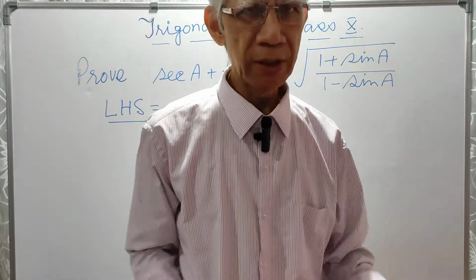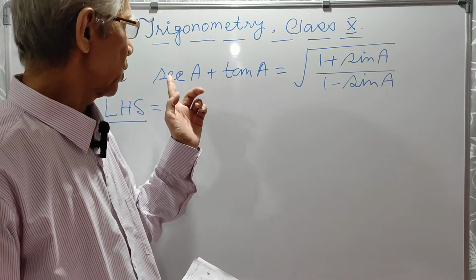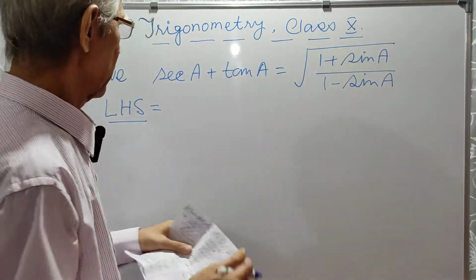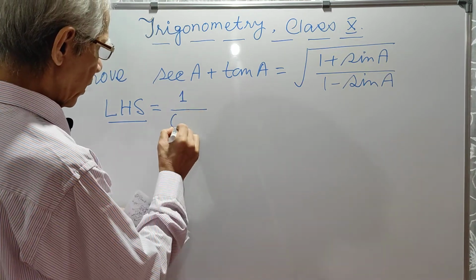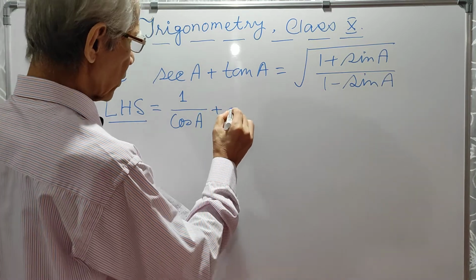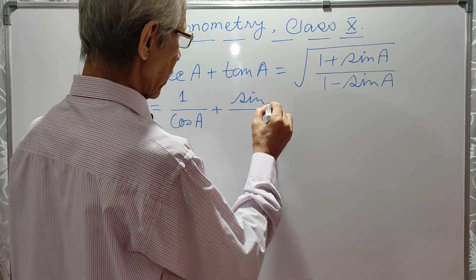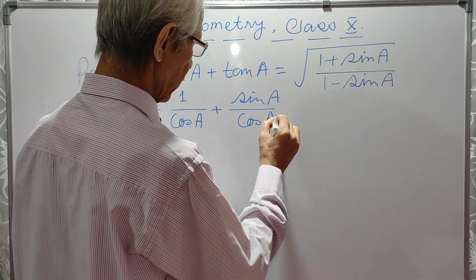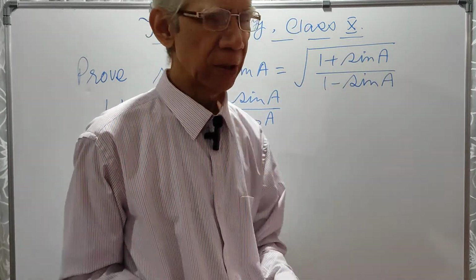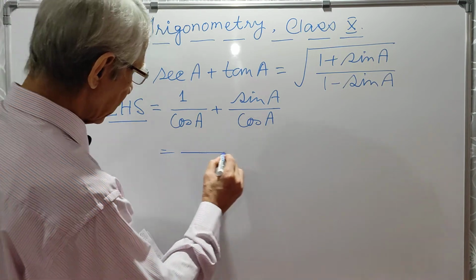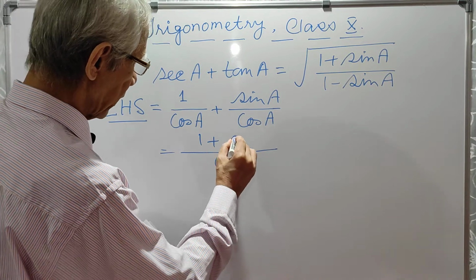Now the general rule is convert all other trigonometric ratios into sine and cos. Now this sec and tan we must convert to sine and cos. Now in place of sec A, what can we write? 1 by cos A, plus in place of tan A, what you can write? Sin A by cos A. So these important relations I discussed in my video a few days ago. All right. Now common denominator cos A. So numerator will be 1 plus sin A.